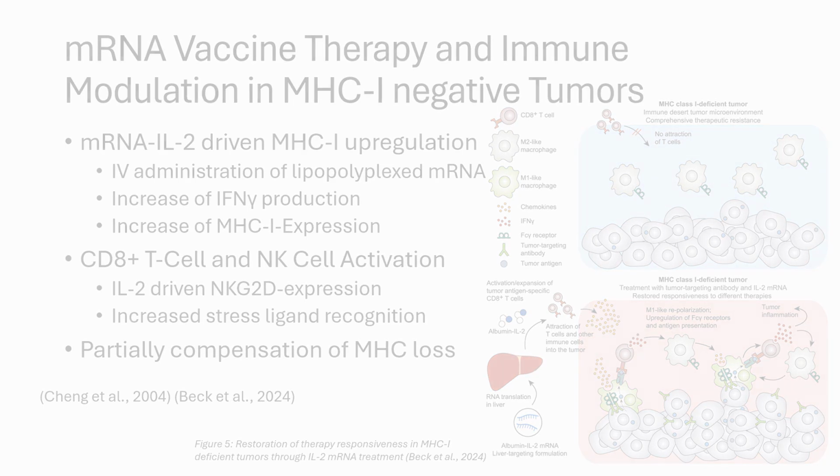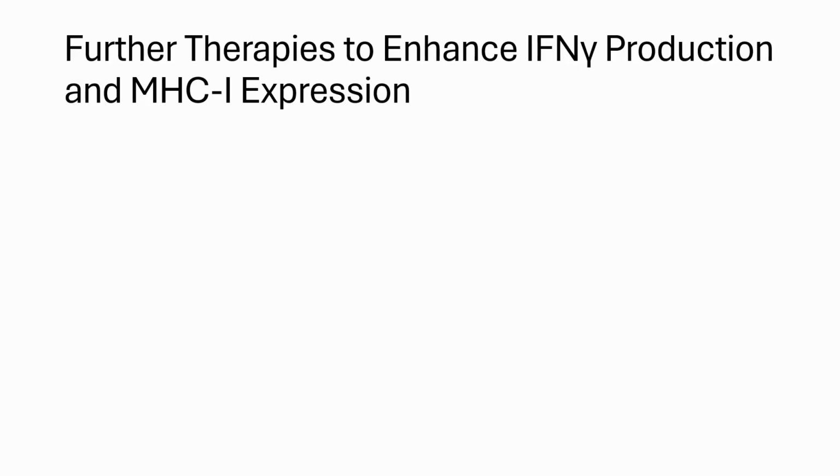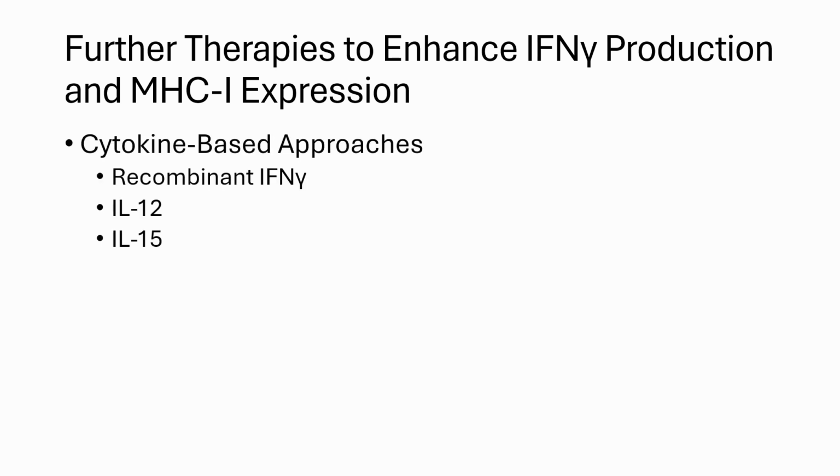Further therapies to enhance gamma interferon production and MHC-1 expression. Gamma interferon concentration can also be increased by administering recombinant gamma interferon or by inducing its production with IL-12. IL-15 can enhance the expression of stress ligand receptors on NK cells. Additionally, immune checkpoint inhibitors targeting PD-1/PD-L1 and CTLA-4 can increase stress ligand receptor expression.